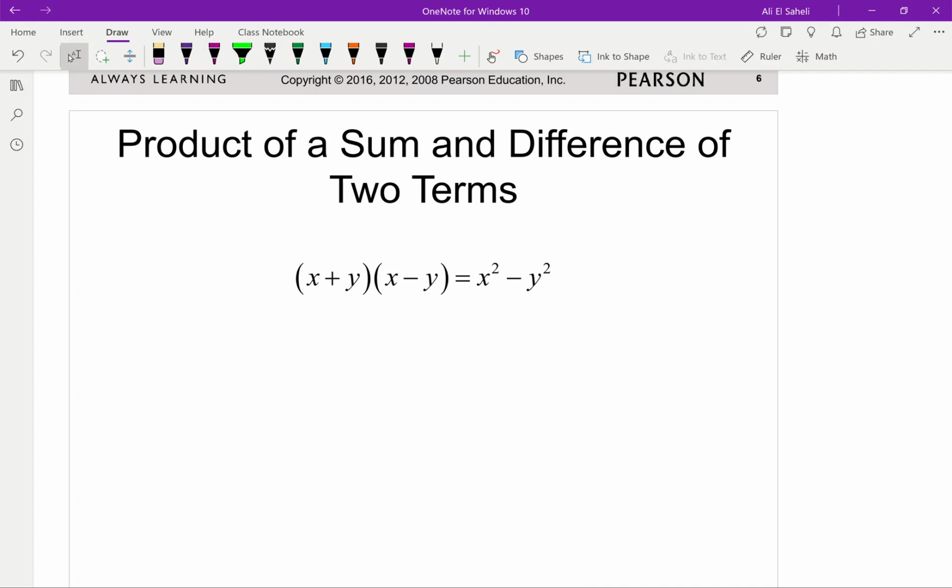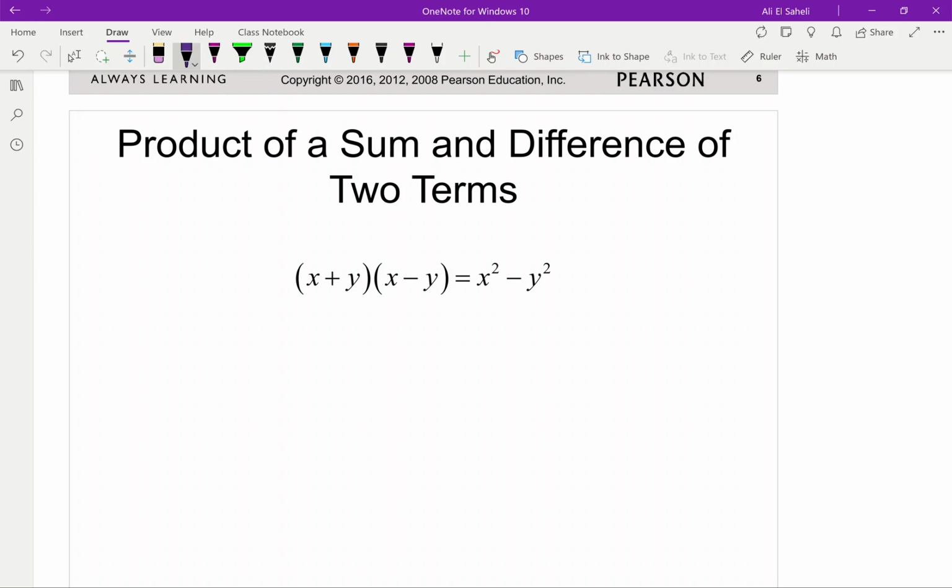All right, if we have something like this, (x + y) times (x − y), or (a + b) times (a − b). Now, of course, this is the same as this. It doesn't matter which one comes first. Okay, this is also a very important rule which we should memorize.